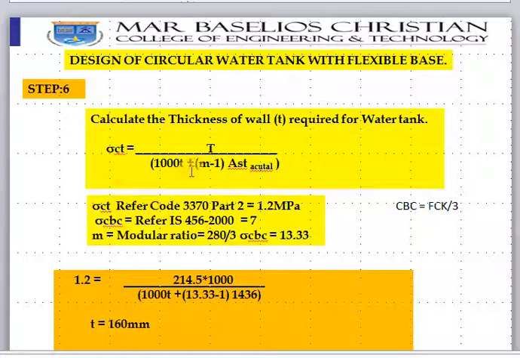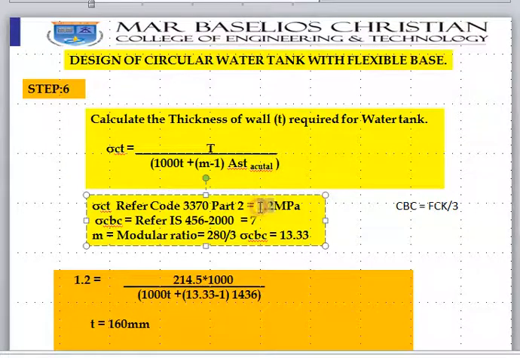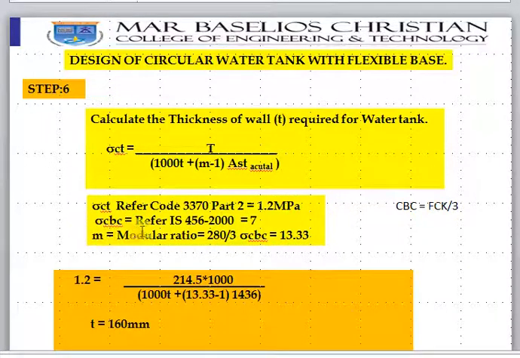Okay, and m is the modular ratio, which is 280 divided by 3 sigma CBC. So from all these values, sigma Ct from the code IS 3370 part 2, they have started from M25 only. Since ours is M20, the value is 1.2. So please remember this value, you may not get it in the code, it will not be there in the code. Okay, and sigma CBC you can get from the code IS 456.